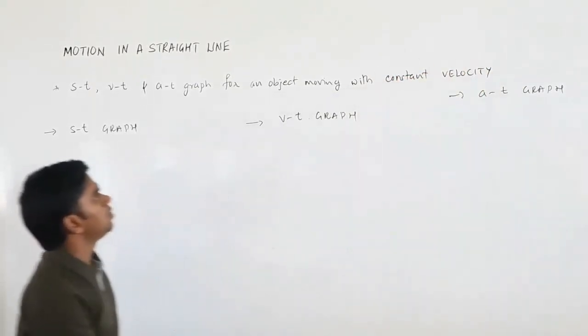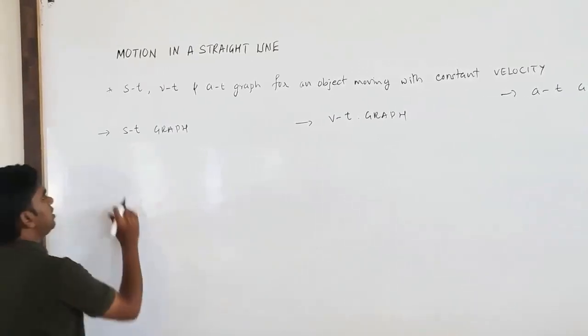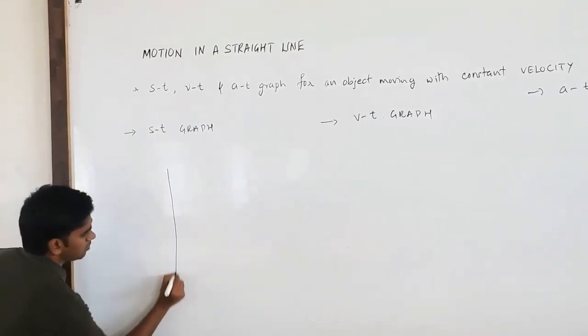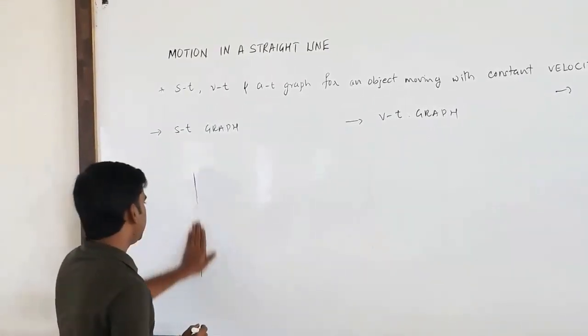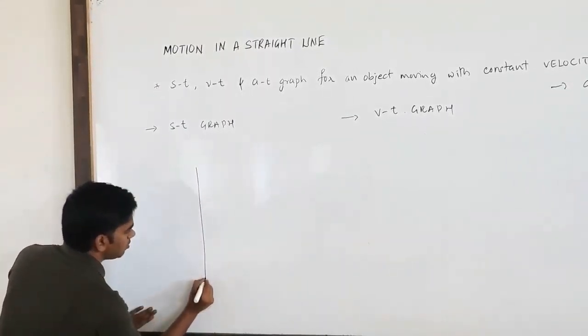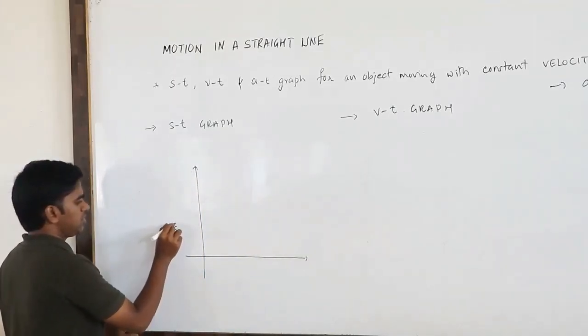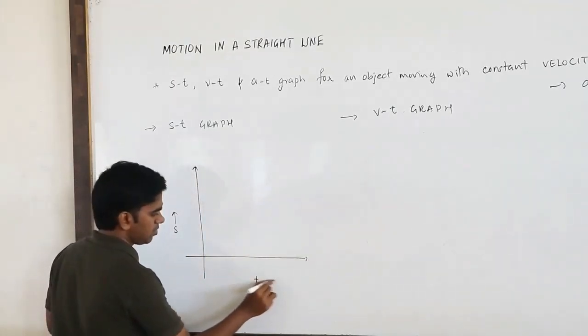Okay. So now we will plot the graph for an object or body moving with constant velocity. First one is what? Position time graph. You have to plot the graph in such a way that its velocity should be constant. Its velocity should not change. Take position along the y-axis, time along the x-axis.